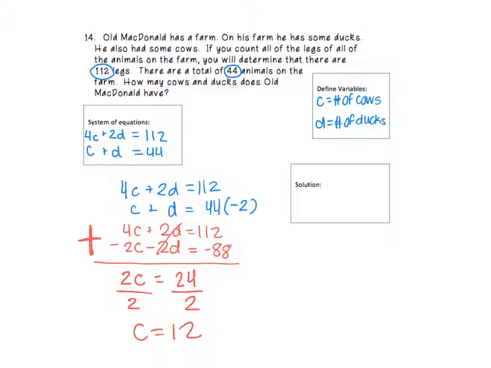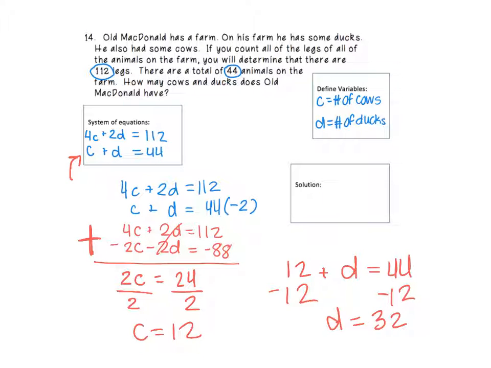Then I will plug that into the second equation, so I don't have to do any extra multiplication, and it'll be 12 plus D equals 44. I'll minus 12 to get D equals 32. Again, you check these both, and you'll find that our solutions work, and on the farm, he had 12 cows and 32 ducks.